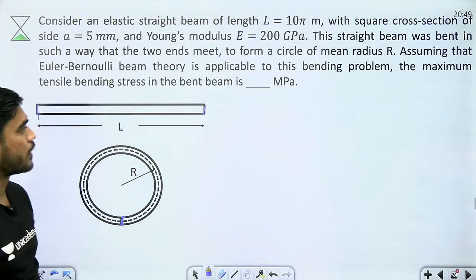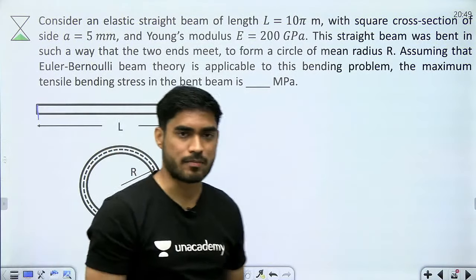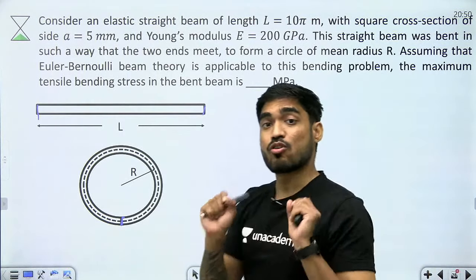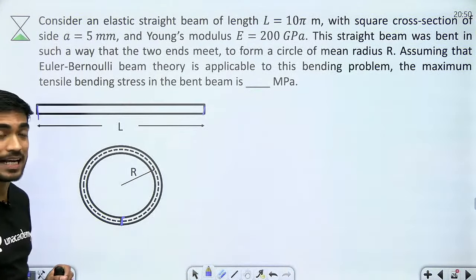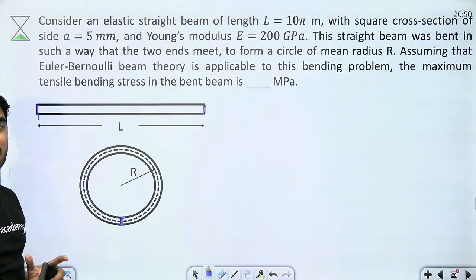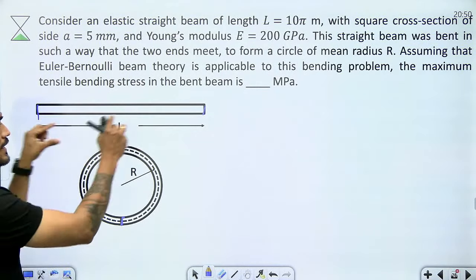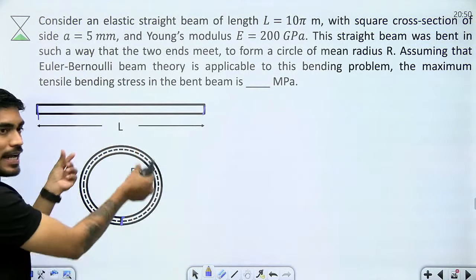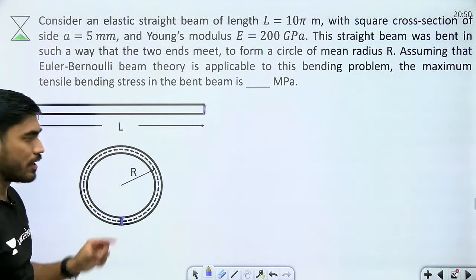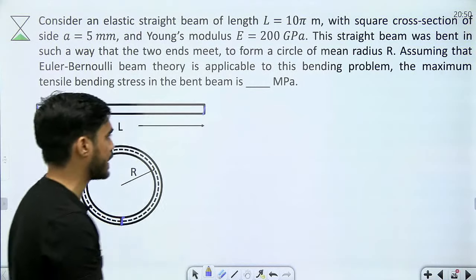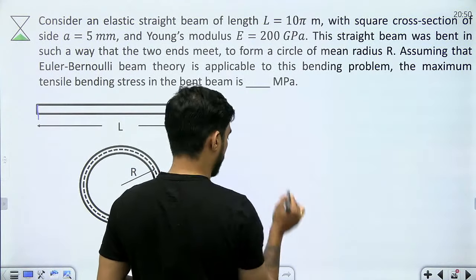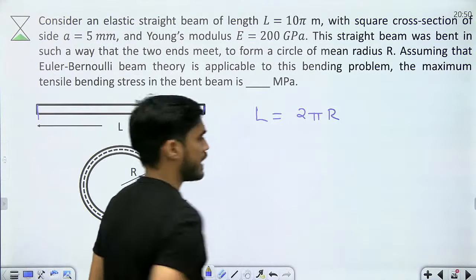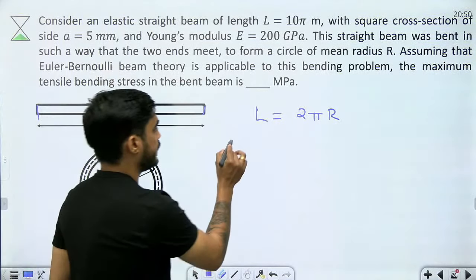Okay, so beta, let's calculate the value of sigma maximum here. So in order to calculate sigma max, first I need the value of R. So how am I going to calculate the value of R? Understand beta, here I had a beam of length L. I had a straight beam L and then I bent it into a circular arc. So beta, ये जो perimeter है, ये जो circumference है इसका, ये कितना होगा? The perimeter of this circle will be equal to what? L will be equal to 2 pi R, right? Now what is L? 10 pi meter.